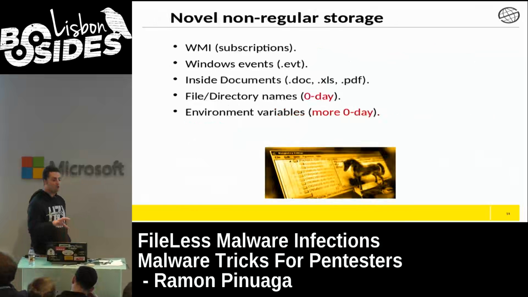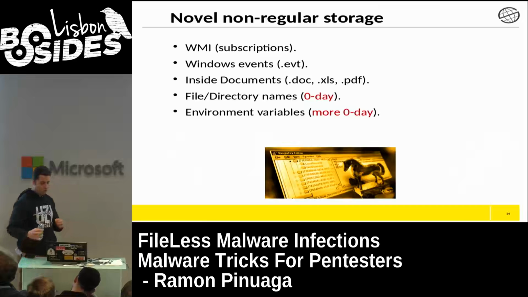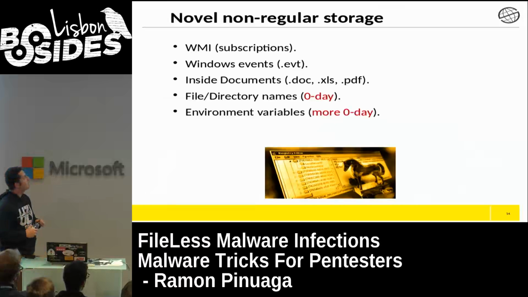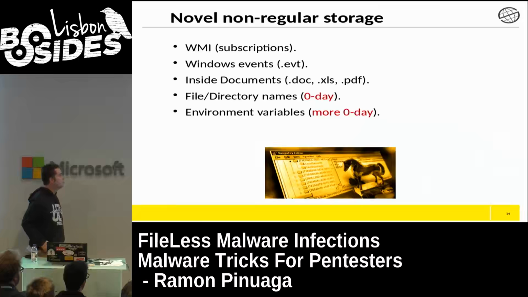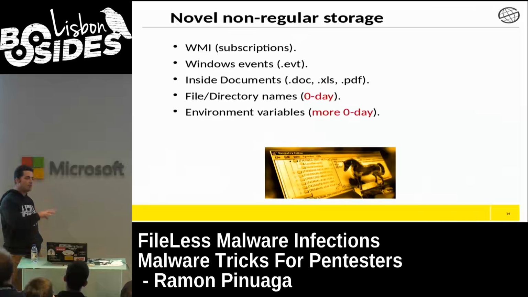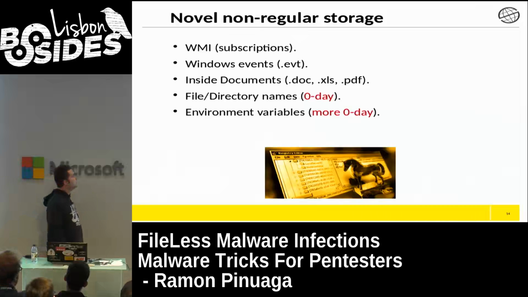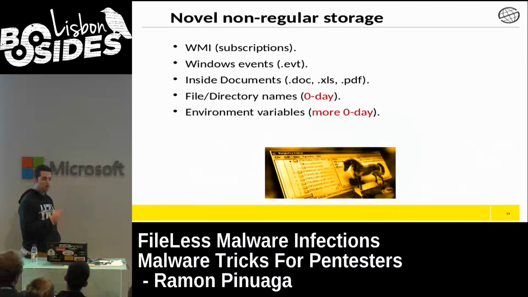But we have other, newer ways of non-regular storage. For example, it's very common in new waves of APT groups to use WMI, Windows Management Instrumentation subscriptions, for hiding and for executing code. This subscription lets us store code in the Windows system that is not in any file. So it's a good way to hide code.